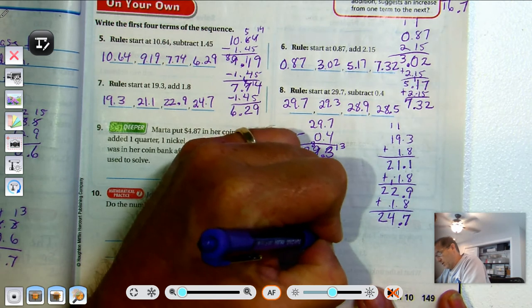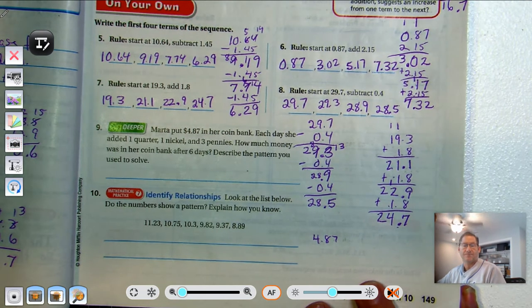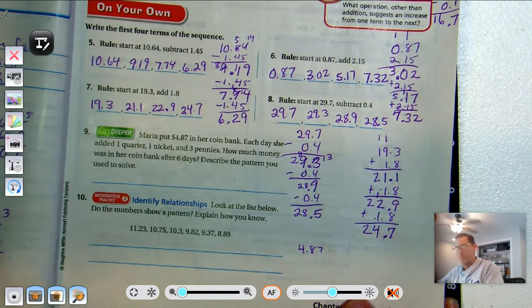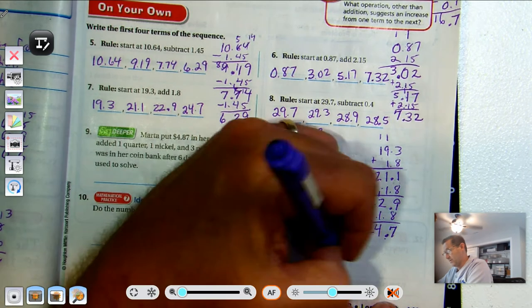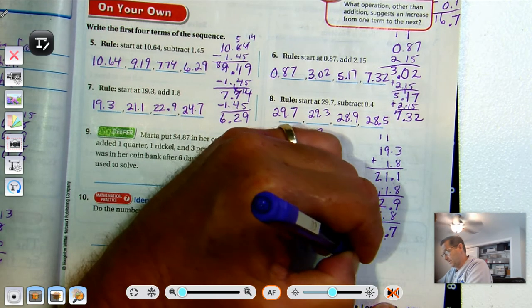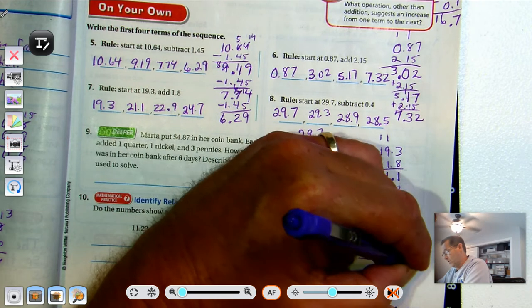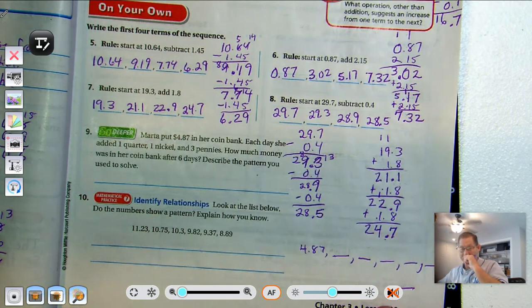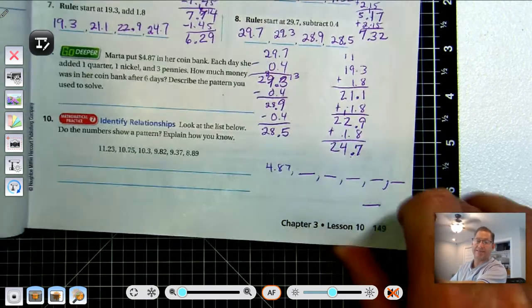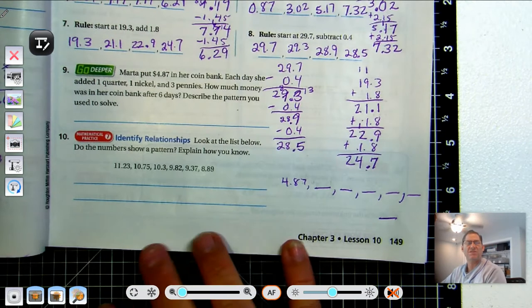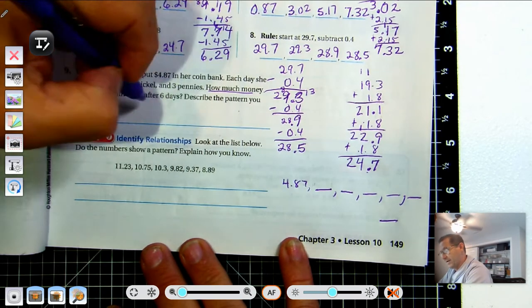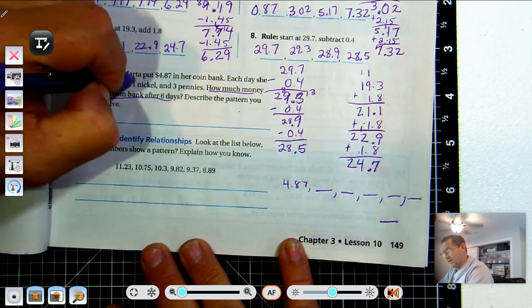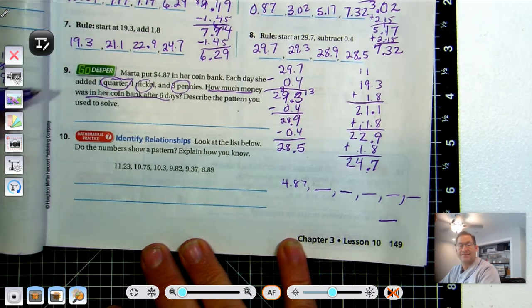so we know that she's starting at $4.87. And we want to know how much she has after 6 days. So this isn't one of the days. She's going to add a certain amount. So 1, 2, 3, 4, 5, 6. So we need 6 days. So how much is she adding each day? How much money will she have in her bank after 6 days? She's adding a quarter, a nickel, and 3 pennies.